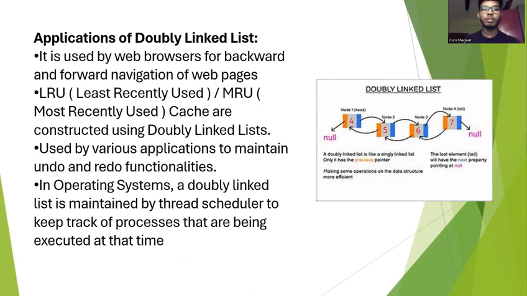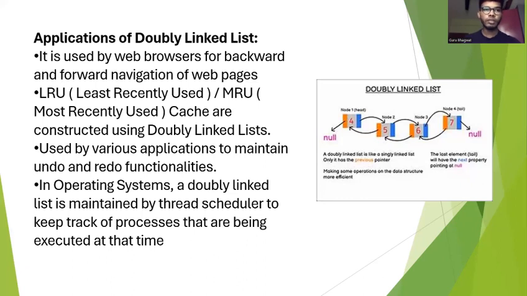The fourth one is in the operating system, where the doubly linked list is maintained by the thread scheduler to keep track of the processes that are being executed at the time. In the OS, for the different types of schedulers, we use the doubly linked list for the representation of those schedulers.